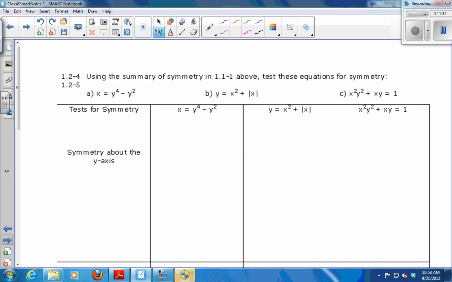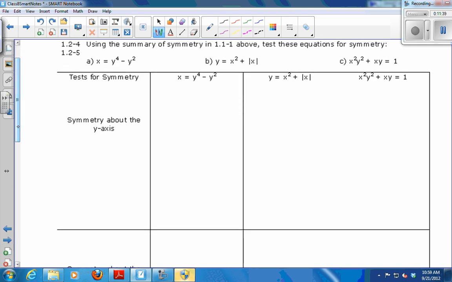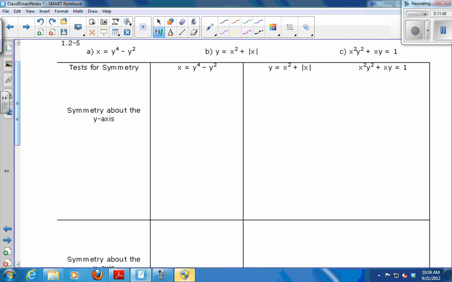Okay, so I have 3 examples here. We're going to test each equation for all 3 kinds of symmetry. I'll do one with you, and then I'm going to let you try a couple. So I have x equals y to the 4th minus y squared. I want to test for symmetry about the y-axis.